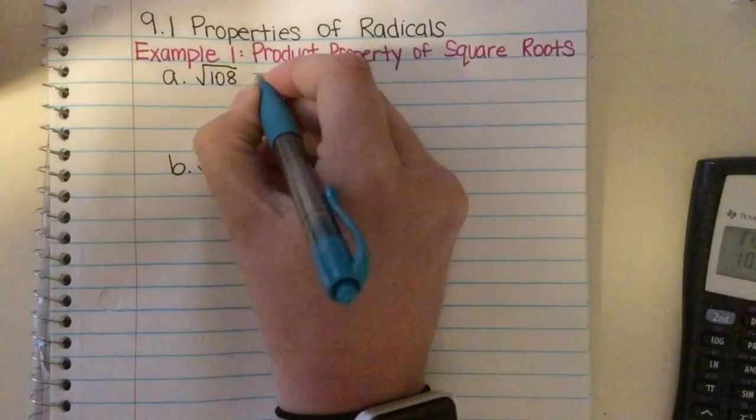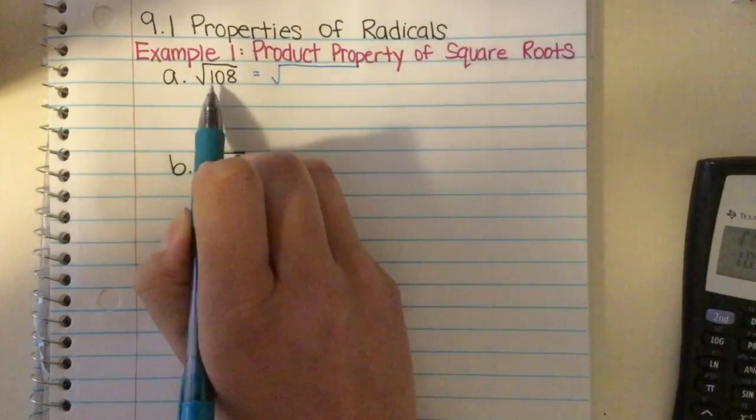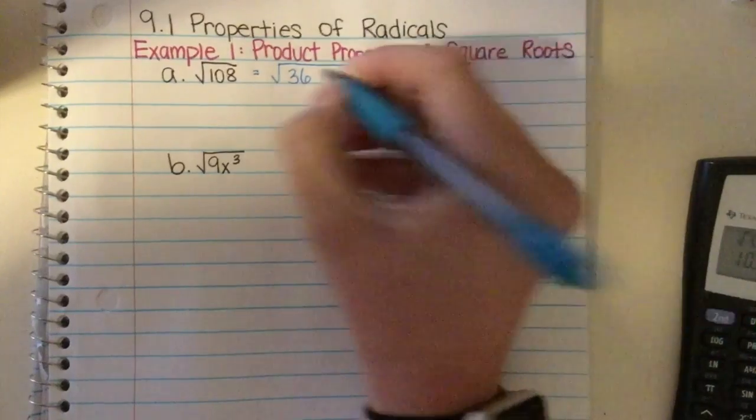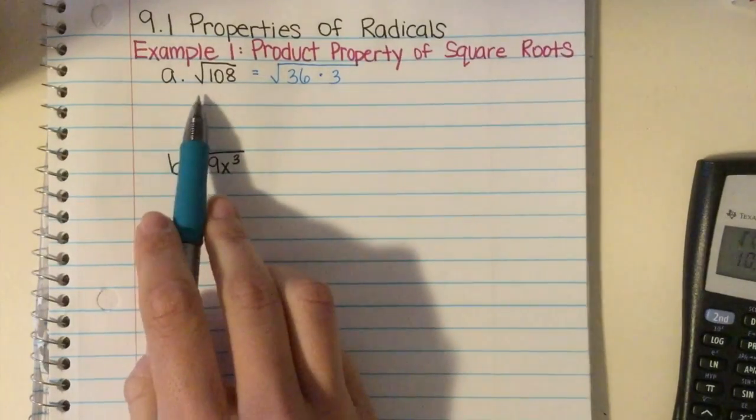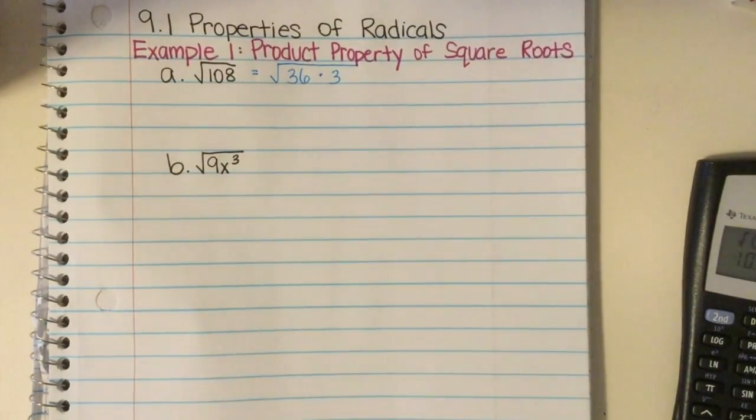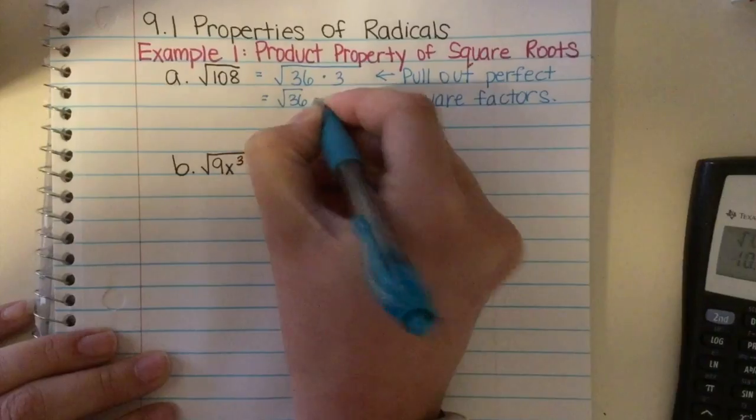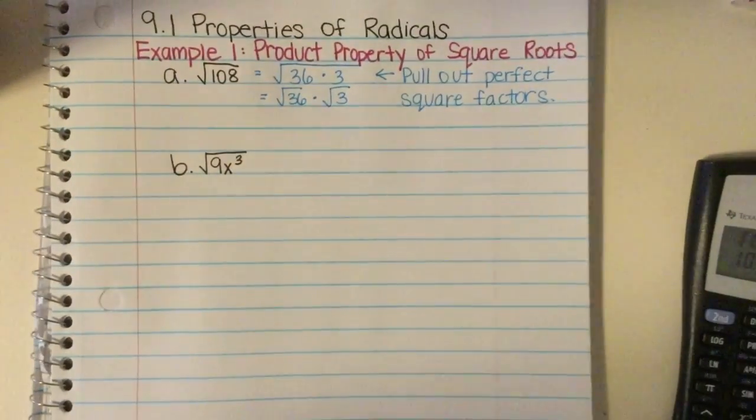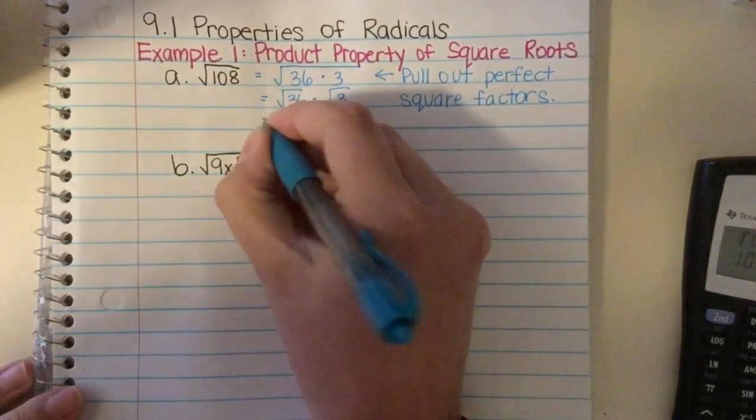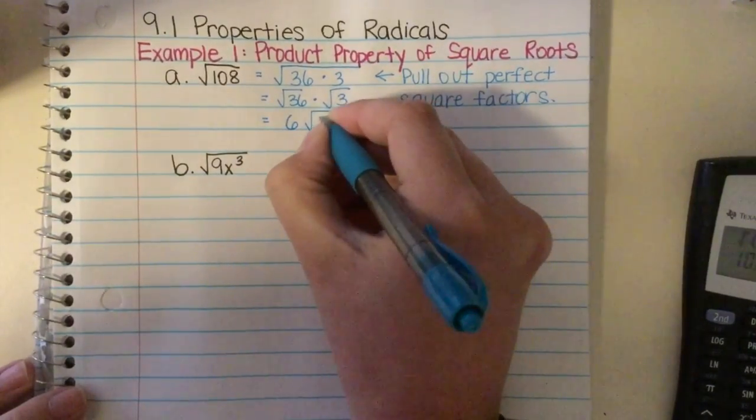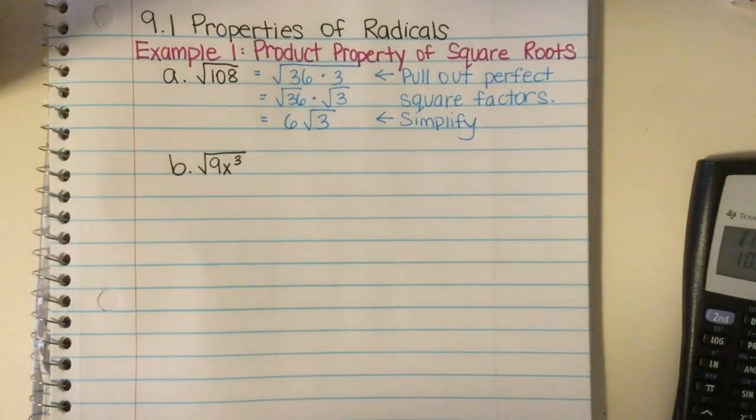So my first step is to rewrite this as a product with a perfect square. 36 is a perfect square, and I know that 36 times 3 is equal to 108. So the square root of 108 is equal to the square root of 36 times 3. Now I have the square root of 36 multiplied by the square root of 3, and one of these I'm able to simplify. We know that the square root of 36 is 6.